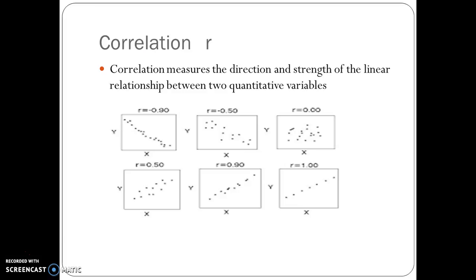So correlation is denoted with the letter R, and correlation measures the direction and strength of the linear relationship between two quantitative variables. As you can see, the first one, it's hard to see because I've zoomed this in, but it's a negative 0.9, negative because if I was to draw a line through all those data points, it would be a negative slope. All right. Second one is negative 0.5. The third one going across is 0. And then on the bottom row, positive 0.5, positive 0.9, and then an exact correlation is correlation of 1.